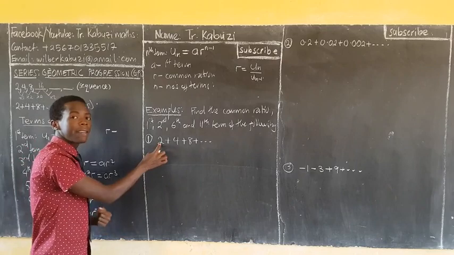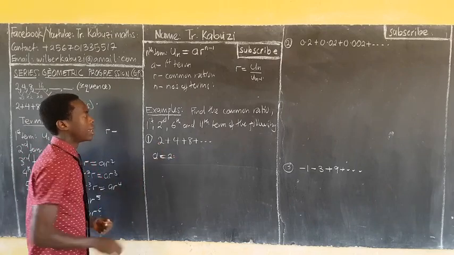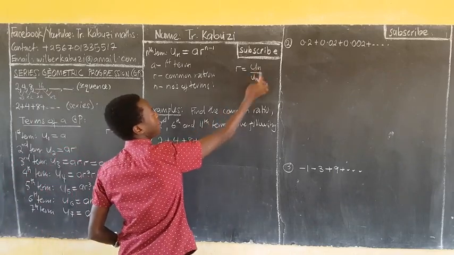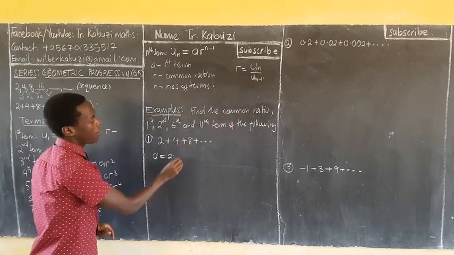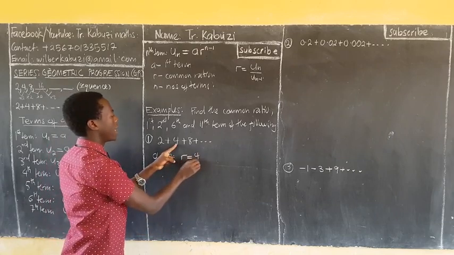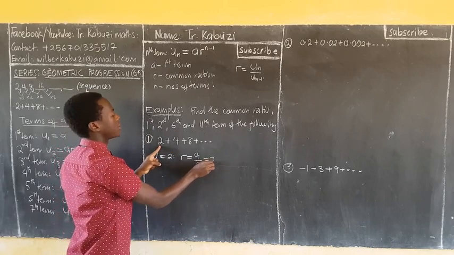We start with the first term, which is our A. So from here, my A is 2. Now we also want to get the common ratio. The common ratio is what you get when you divide a term by the term previous. So our common ratio from here is going to be, if I take this 4 and divide it by the term previous, which is 2, I will have 2.